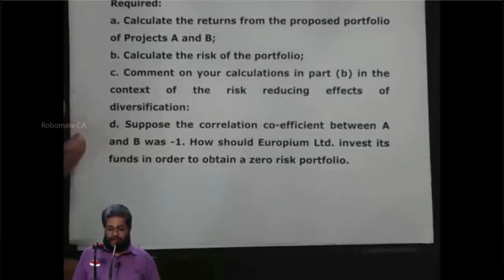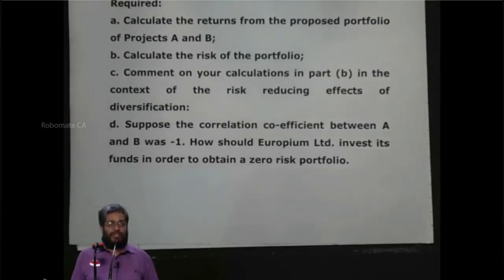Required: calculate the returns from the proposed portfolio of projects A and B. Calculate the risk of the portfolio. Comment on your calculation in part B in the context of the risk reducing effect of diversification. Suppose the correlation coefficient between A and B was -1. How should European Limited invest its fund in order to obtain a zero risk portfolio?